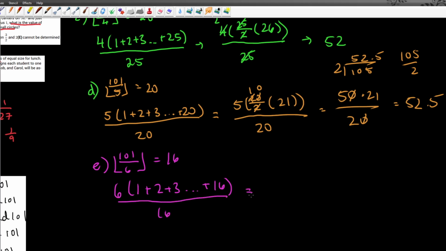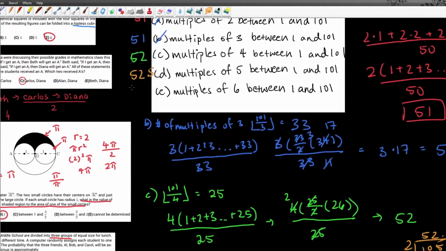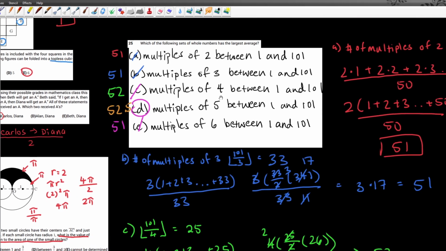And this would be equal to 6 times 16 divided by 2 times 17 all over 16. This will become 8. The 8 will cancel out the bottom, gives us 2. So 2 cancels out the 6, gives us 3. 3 times 17 looks familiar, which is 51. So we can see that the average of E is also 51, which is not right. And the greatest of these averages is D, the multiples of 5 between 1 and 101. This took a little bit long.